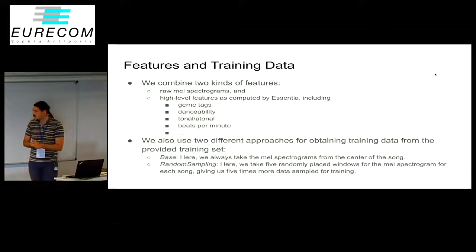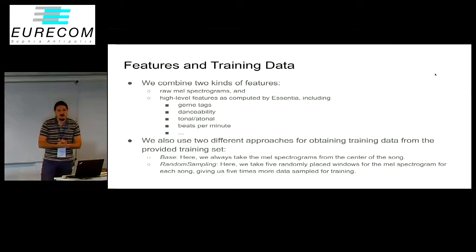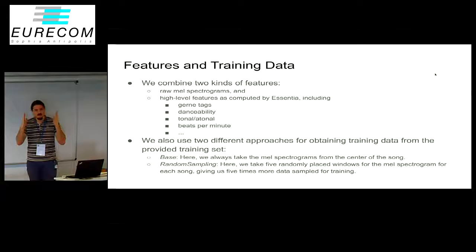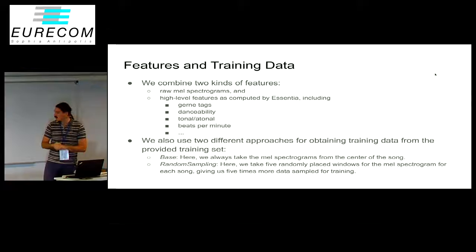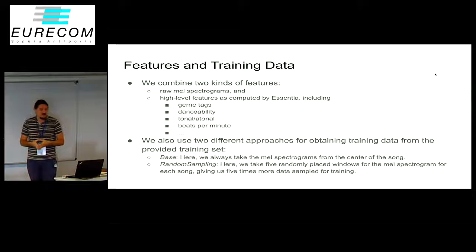In addition, we also use two different approaches for constructing our training set. One approach that we call base is basically just taking the training set as provided, and for the MEL spectrograms, always extracting them directly from the center of each song. The second approach, which we call random sampling, takes, per song, 5 randomly placed windows for the MEL spectrograms, which does two things.